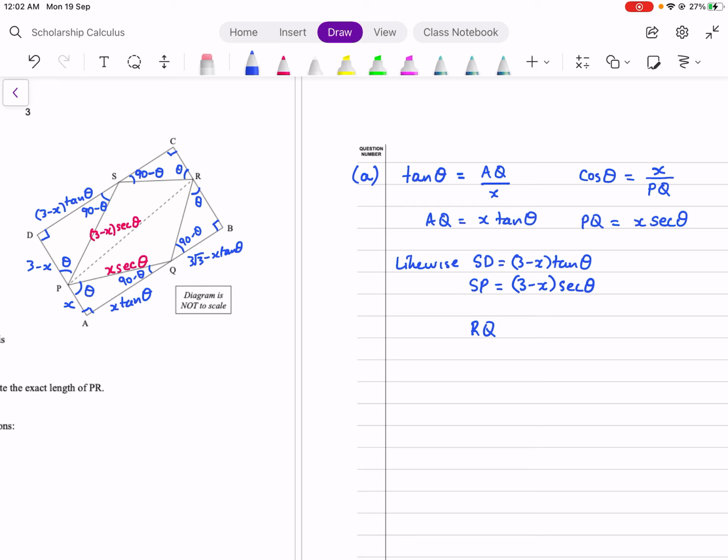Sine theta. No, do I want sine theta? Or do I want cos theta? We'll go with cos theta, cos 90 minus theta, because I don't know the length RB and RC and I can't be bothered working that out, so cos of 90 minus theta is 3 root 3 minus x tan theta all over QR.